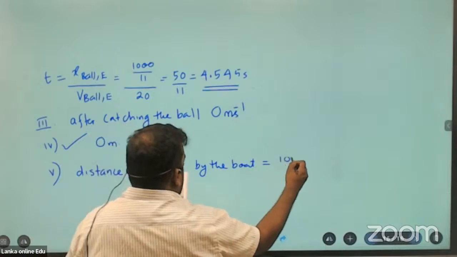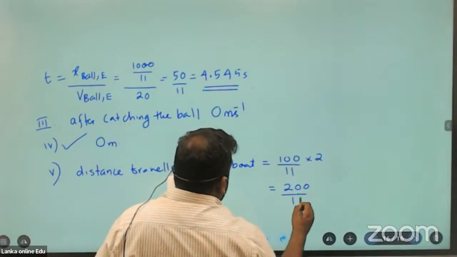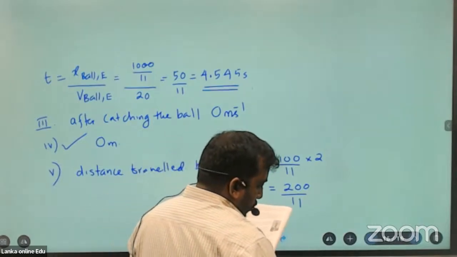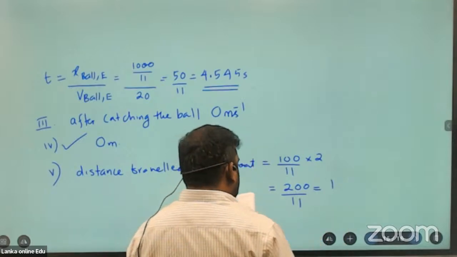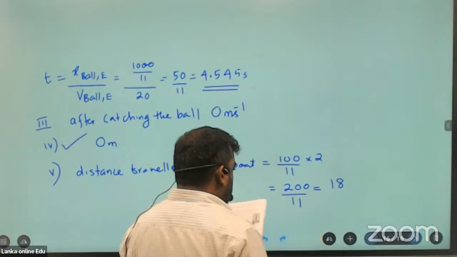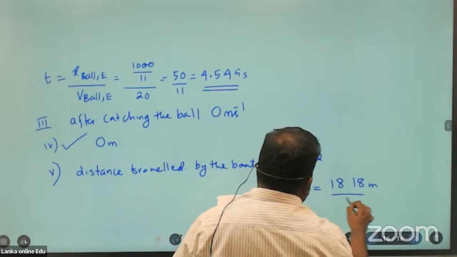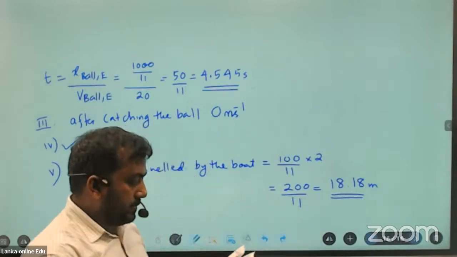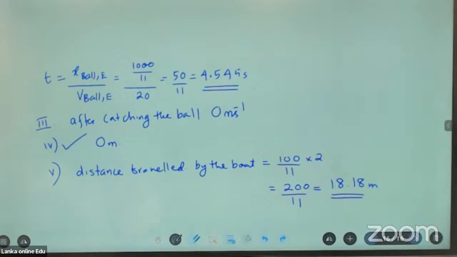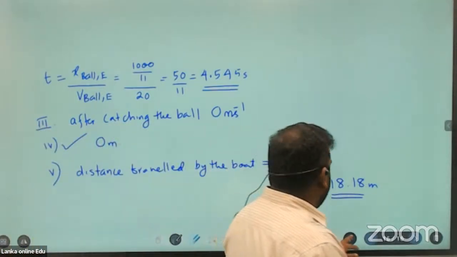That's going to be 100 divided by 11 forward, 100 divided by 11 backwards, 200 divided by 11. 200 divided by 11 means 1 is there. For 90 you have 8, 88. For 20 again 1, 8 meters. 18.18 meters. Right. It's a very simple but important question. Interestingly simple. Clear? Very few things to do.